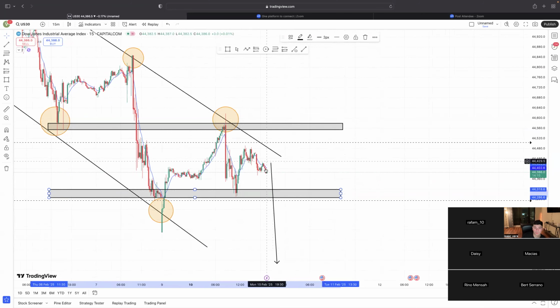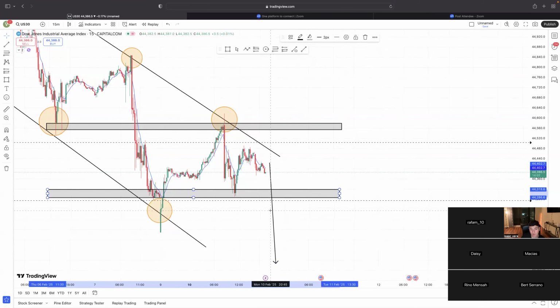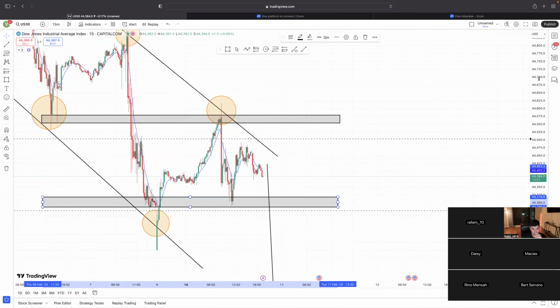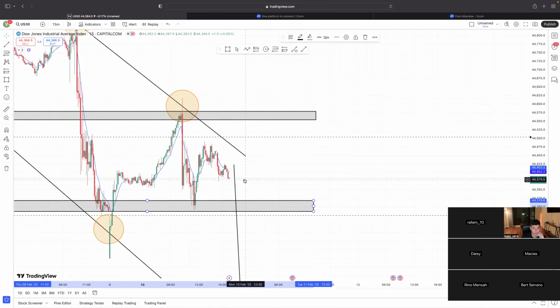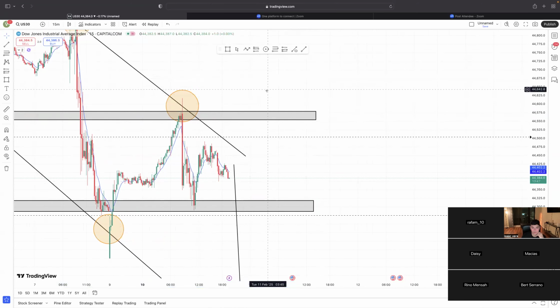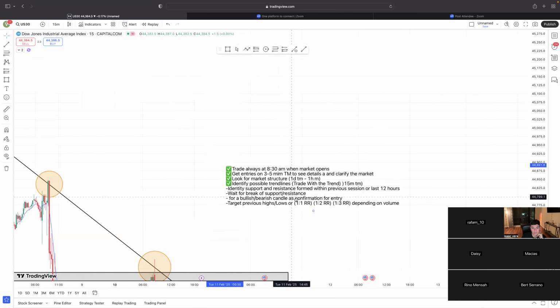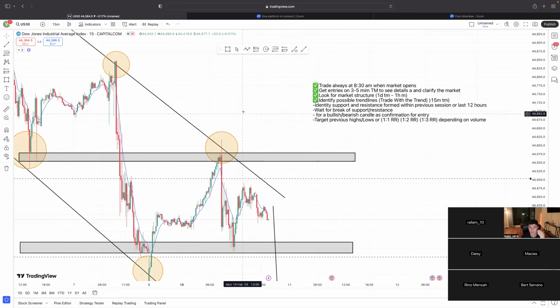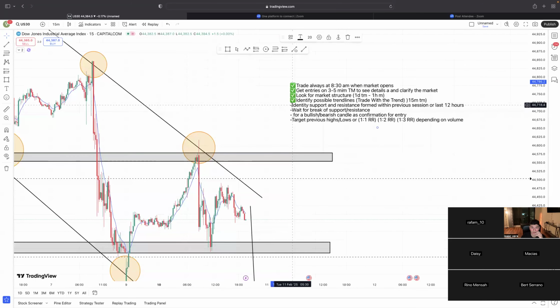So now, where would I look for an entry? As you guys can see, we have already confirmation that the price is moving to the downside because we have bearish market structure and we have a bearish trend line. So in this case, I would look for buys right around here. I would create another support, and now I'm just gonna go ahead and put this a little bit down here. Now that I identify support and resistance on the 15-minute time frame, I'm gonna check it.